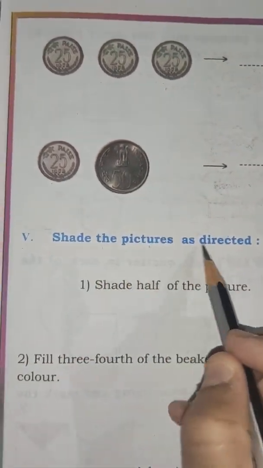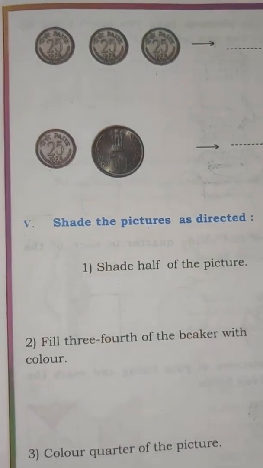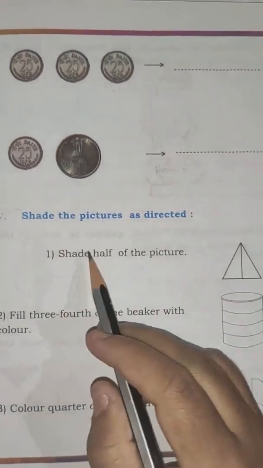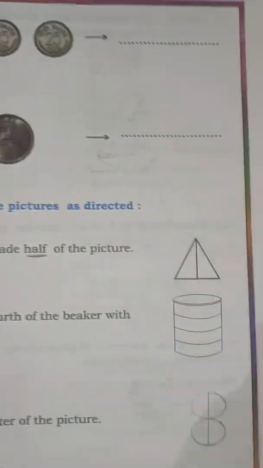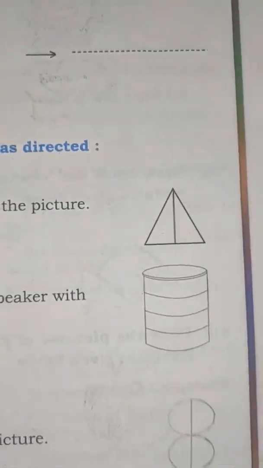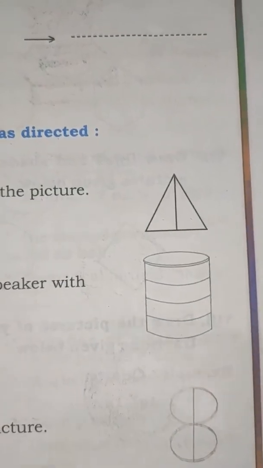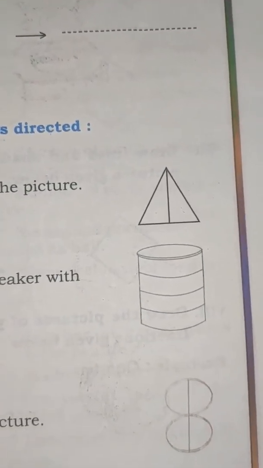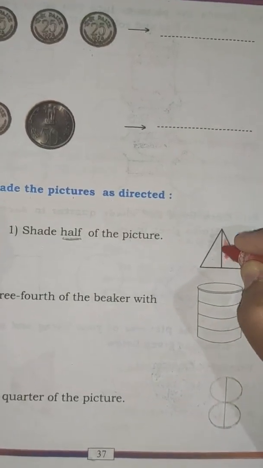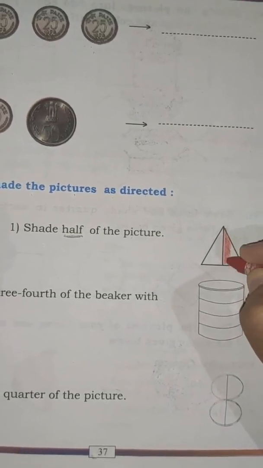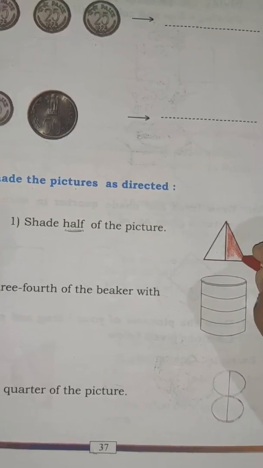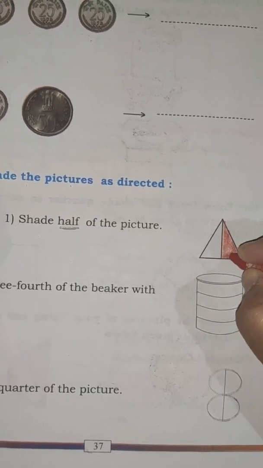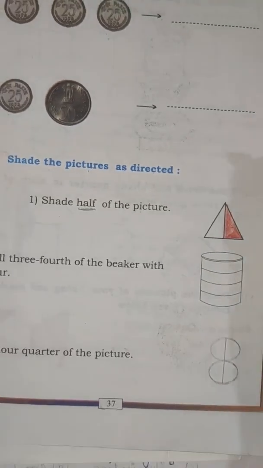Shade the pictures as directed. So you have to shade this picture. Shade half of the picture. So by using crayons, you can shade it like this. I will shade this part using a crayon. You have to use a crayon only, or else you can use a color pencil. Don't use sketch pens. Okay. So like this. This is half, isn't it?